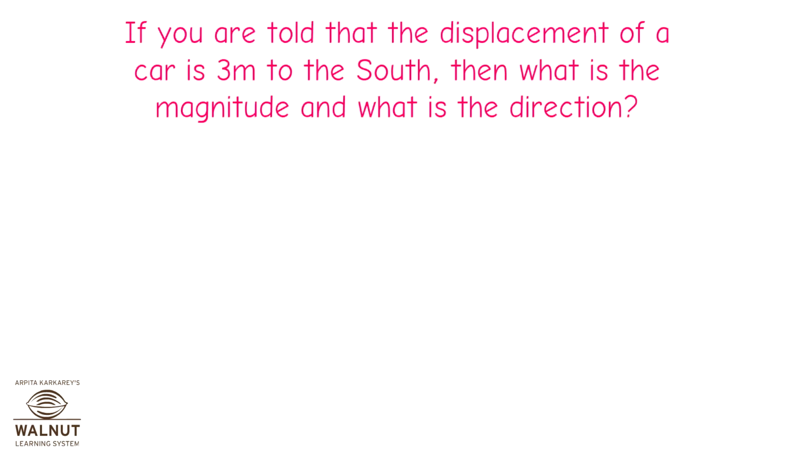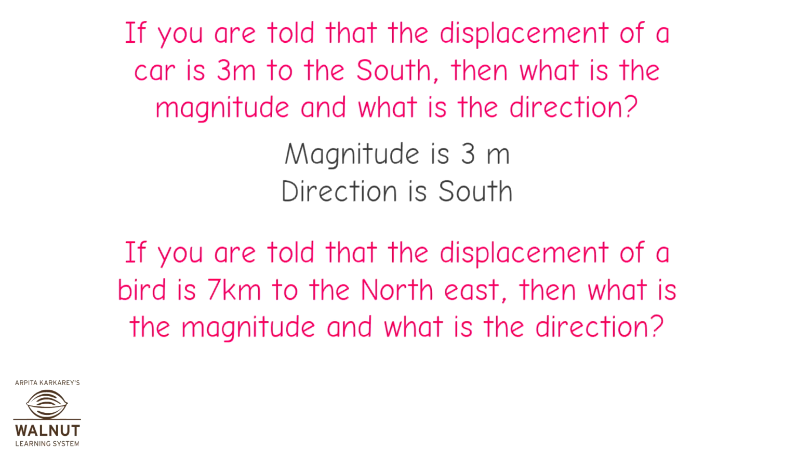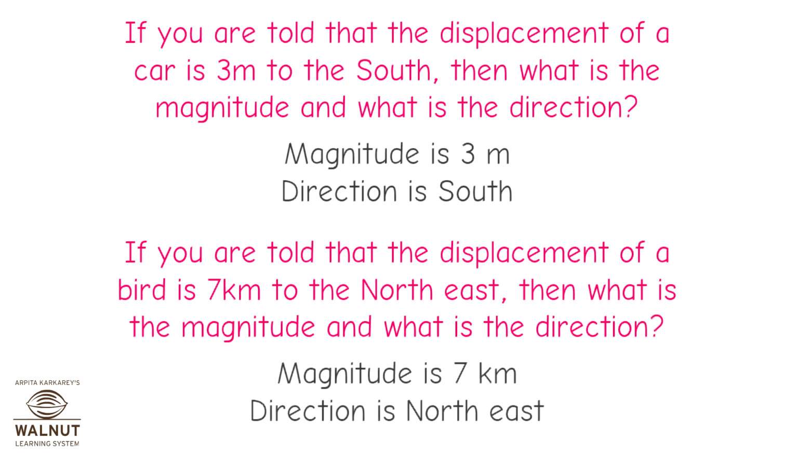If you are told that the displacement of a car is 3 meters to the south, then what is the magnitude and what is the direction? Magnitude is 3 meters, direction is south. If you are told that the displacement of a bird is 7 kilometers to the northeast, then what is the magnitude and what is the direction? Magnitude is 7 kilometers, direction is northeast.